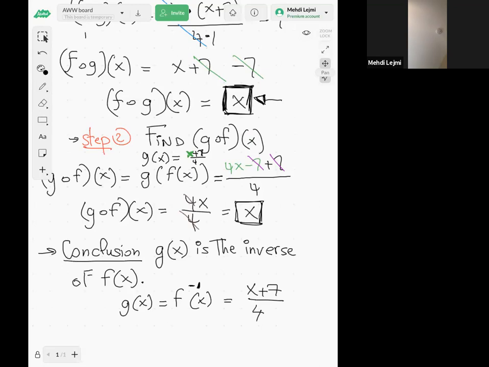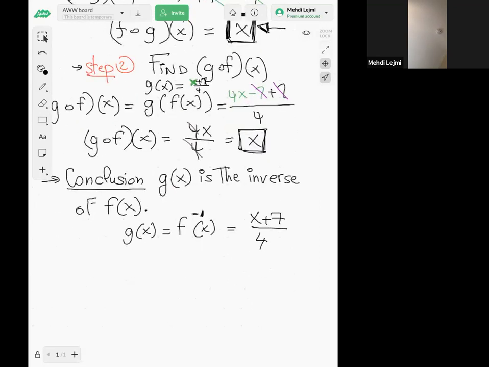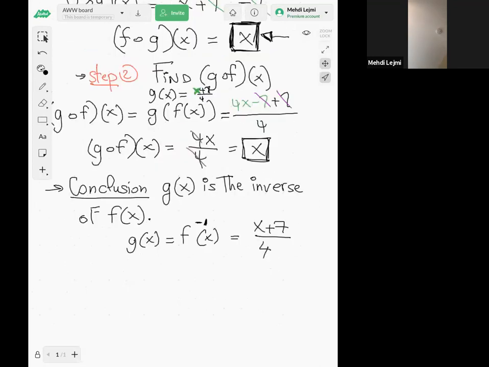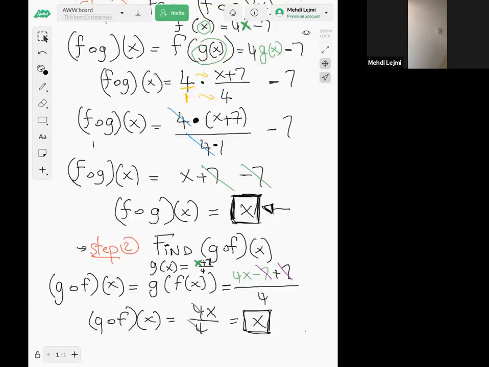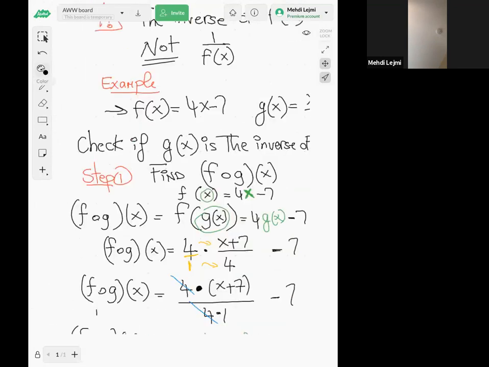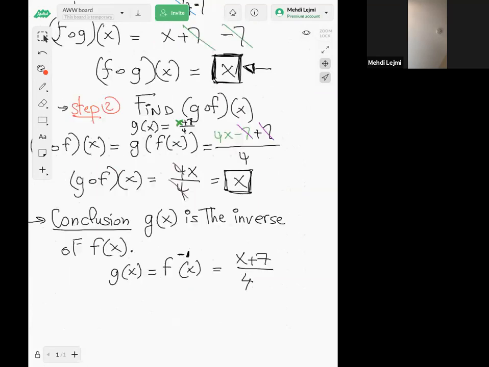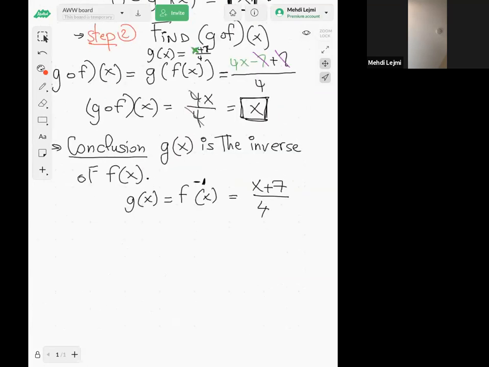So let me do another example where G is not the inverse. So this is example 1. Sorry, I'm gonna just put 1 here. So example 1. Okay, so now let's do another example. So example number 2.